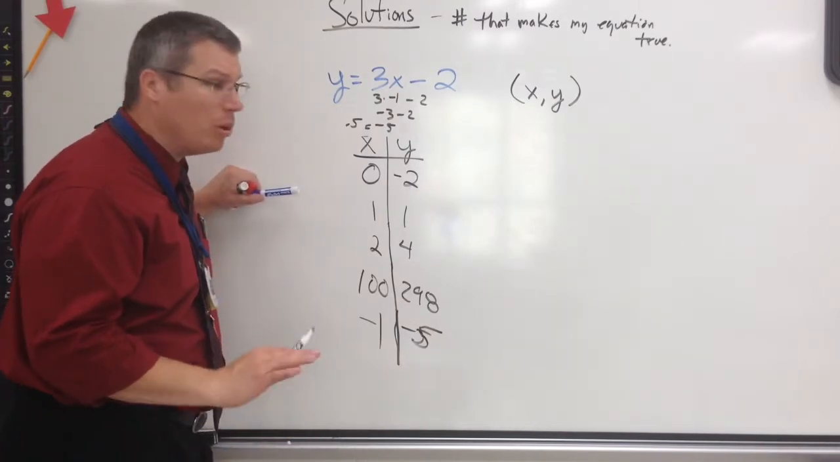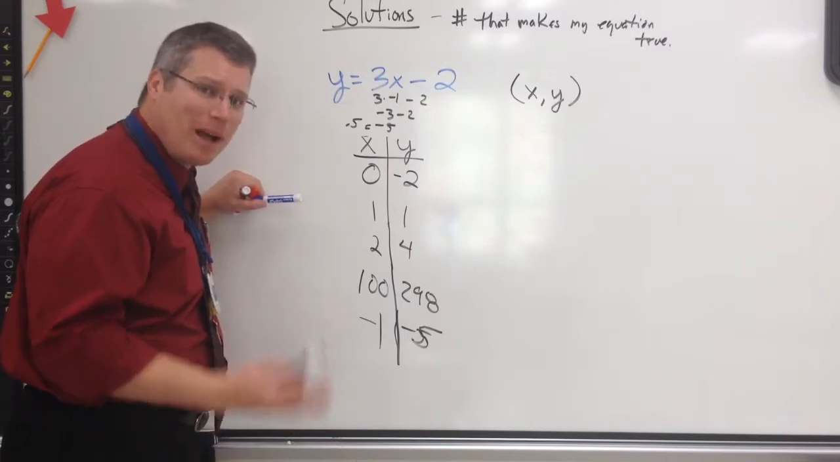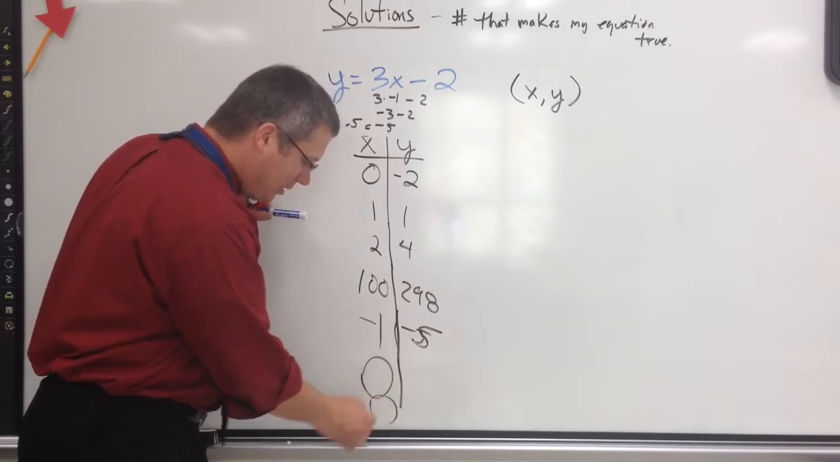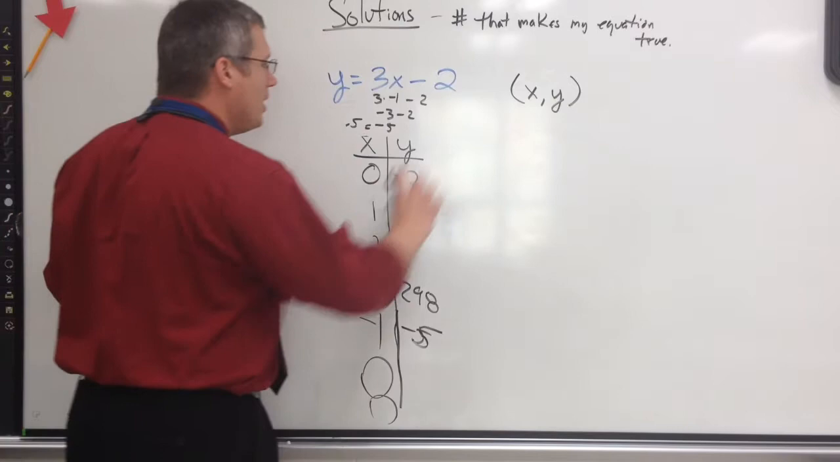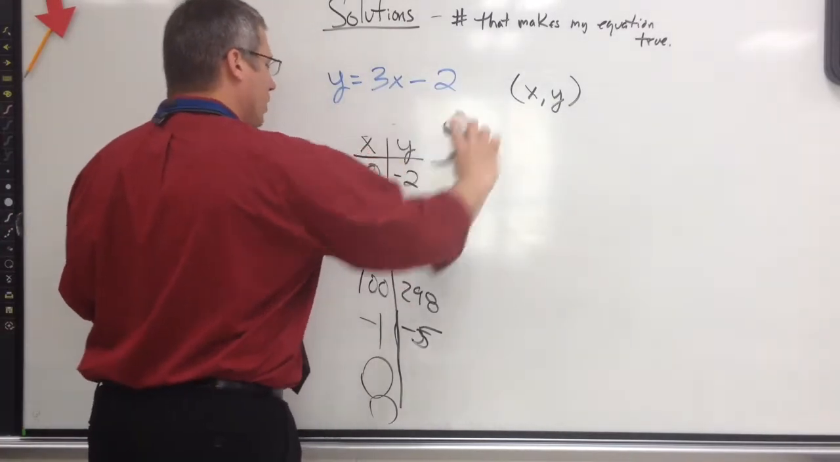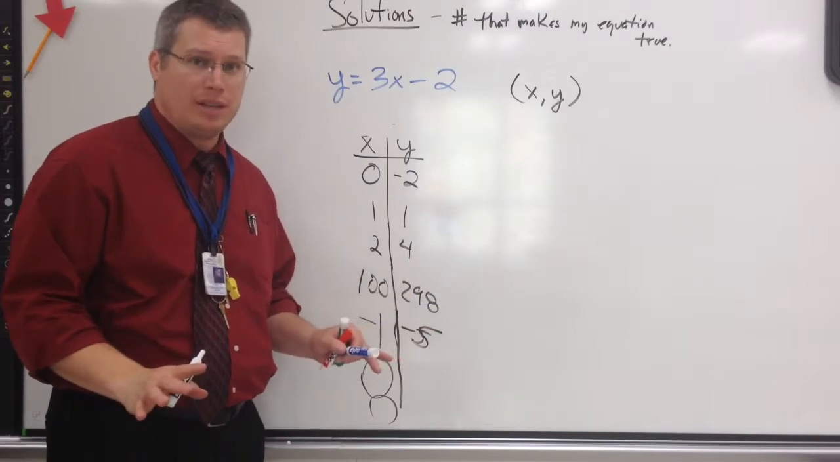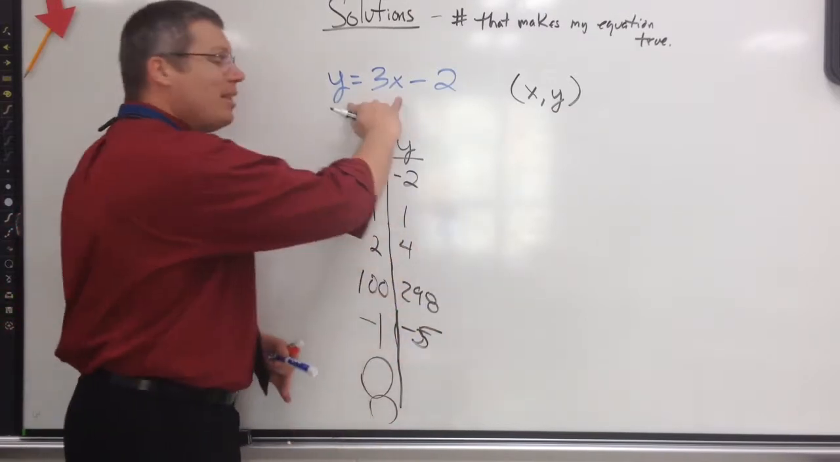This process will never end. You can create an infinite amount of solutions simply by picking a different number for the X, and then putting it in and calculating it. This will go on forever. Wait a minute, what if someone says, show me all the solutions to this? You'll never be able to show all the ordered pairs that make this equation true.